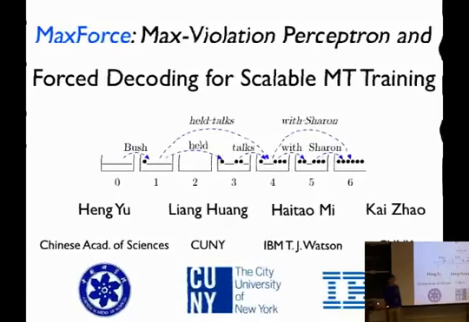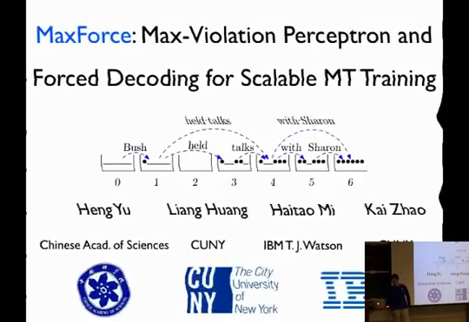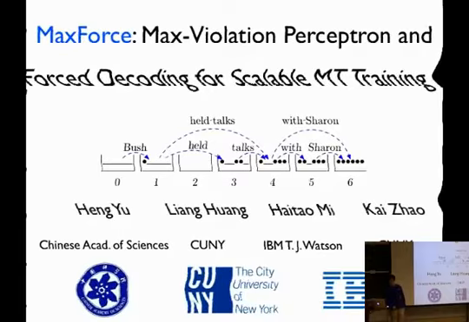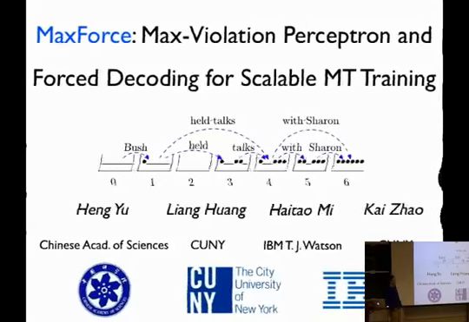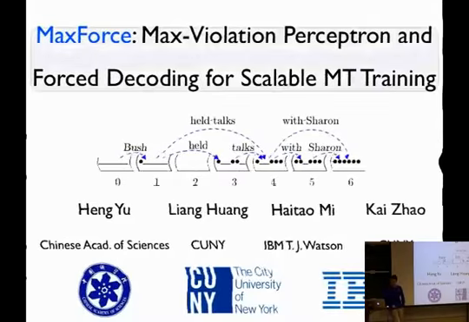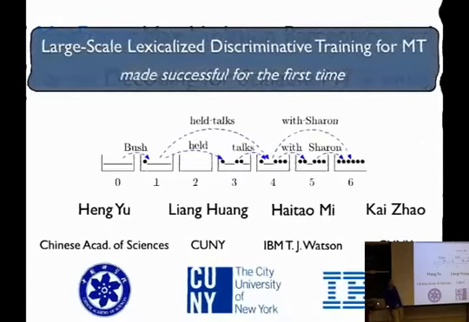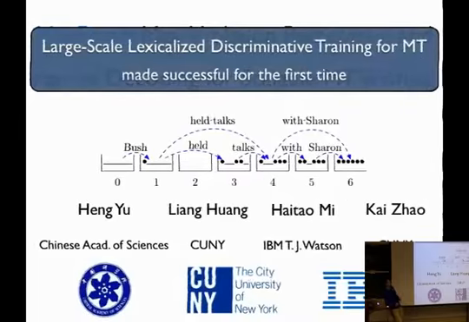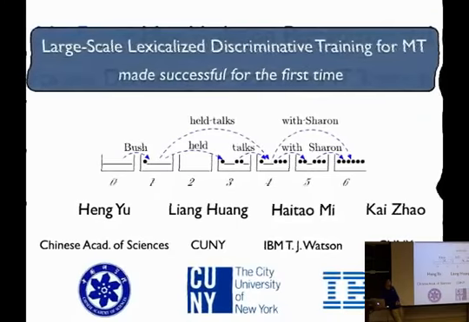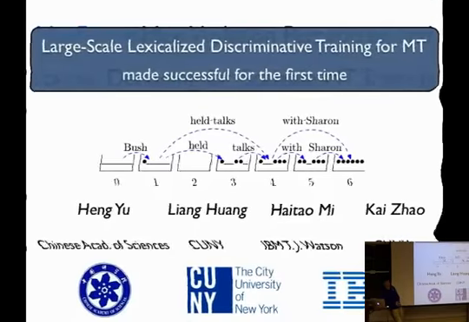Okay. Thanks, Jason, for a very nice introduction. So today I'm going to talk about something called discriminative training for machine translation. The technical version of the title is kind of boring: max violation perceptron and forced decoding for scalable MT training. But you don't need to really understand that. The more intuitive version is that large-scale discriminative training for MT is finally made successful for the first time using the techniques I'm going to present today.